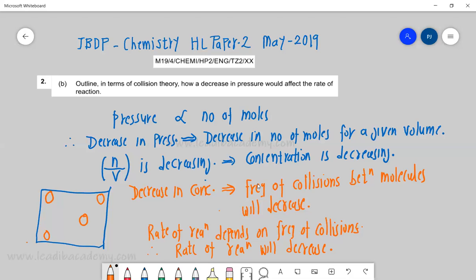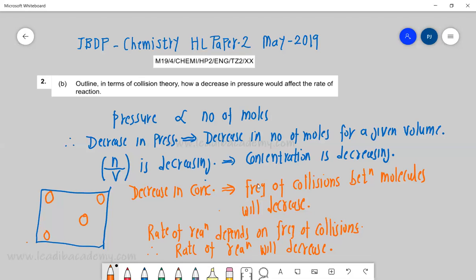Then in the given volume, if the number of moles or particles is decreasing, that means the concentration of the gas is decreasing. And if concentration is decreasing, the frequency of collision is going to drop, because in the given space these molecules are far apart, so their collision frequency will not be very high.